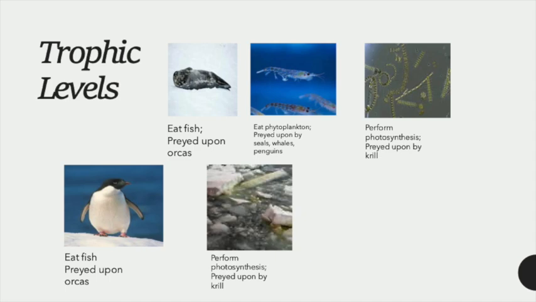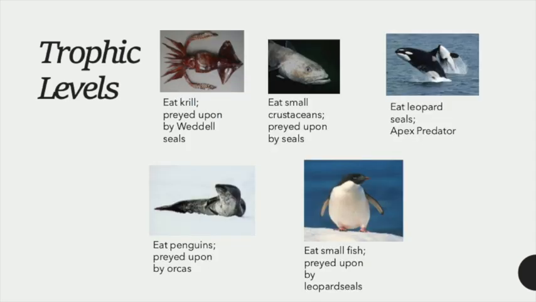Ocean algae perform photosynthesis and are preyed upon by krill. Antarctic squids eat krill and are preyed upon by Weddell seals. Toothfish eat small crustaceans and are preyed upon by seals. Orcas eat leopard seals and are apex predators. Leopard seals eat penguins and are preyed upon by orcas. Penguins eat small fish and are preyed upon by leopard seals.